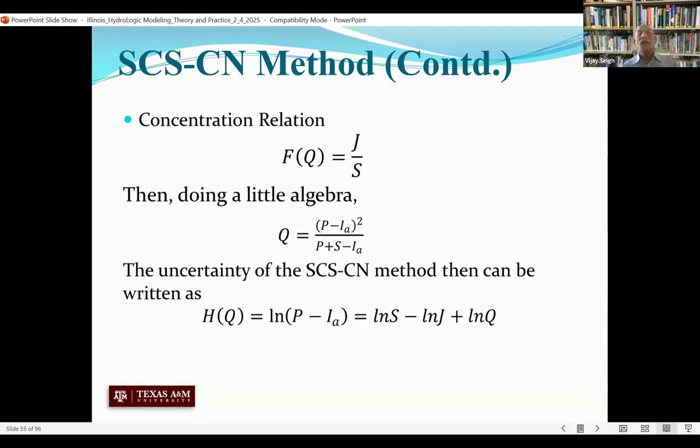So the question one might ask is, so what? The advantage of doing so is that the entropy theory allows you to specify the probability distribution of the discharge, the amount of discharge that you get from the SCS-CN method, which means you can also specify the uncertainty bounds, you can specify the risks, and so on. So you get a lot more than simply deriving the method or the relation which the SCS-CN method already does.